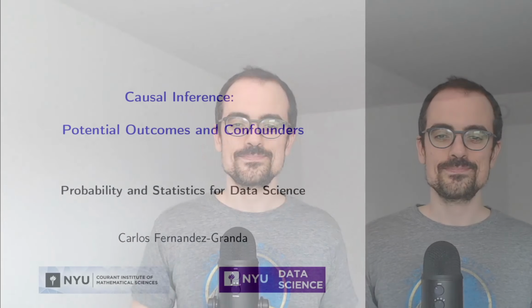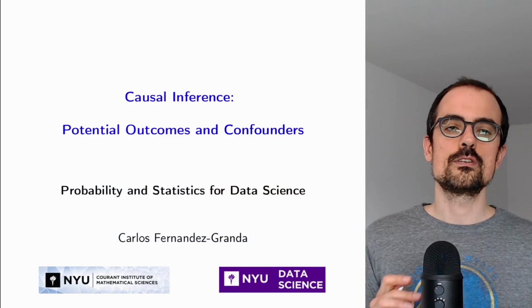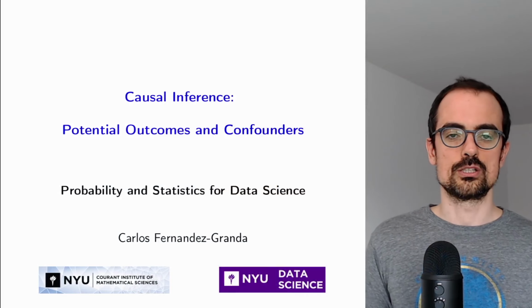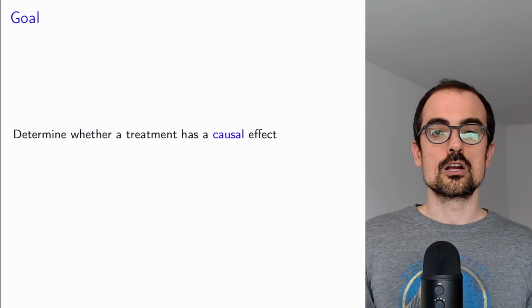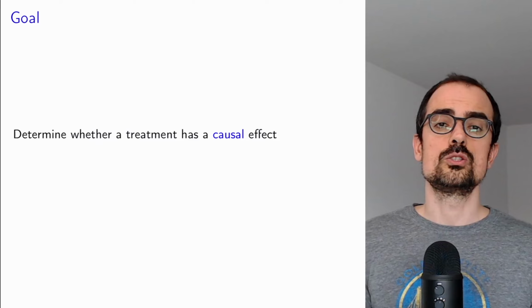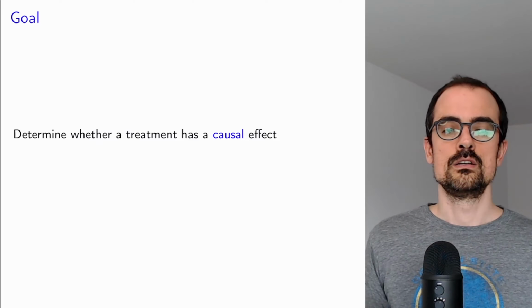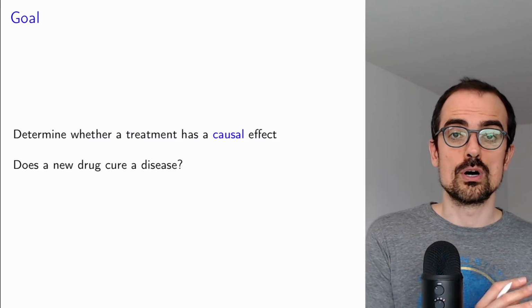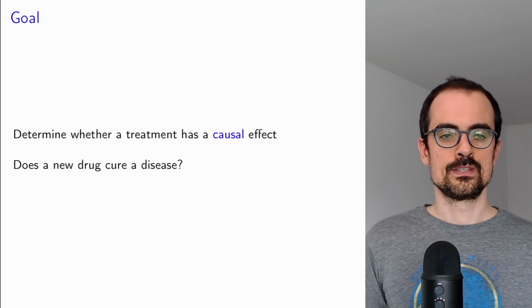We're also going to talk about confounding factors which distort the observed effects in the data, and we're going to learn how to correct for them. Let's get to it. So we're going to talk about causal inference, and two very important concepts are potential outcomes and confounders. Our goal here is to determine whether a certain treatment has a causal effect. For example, whether a new drug cures a disease.